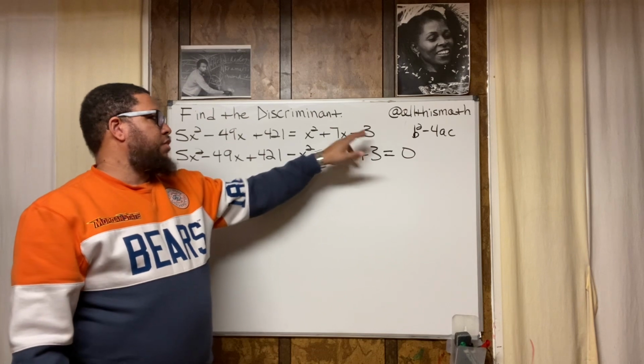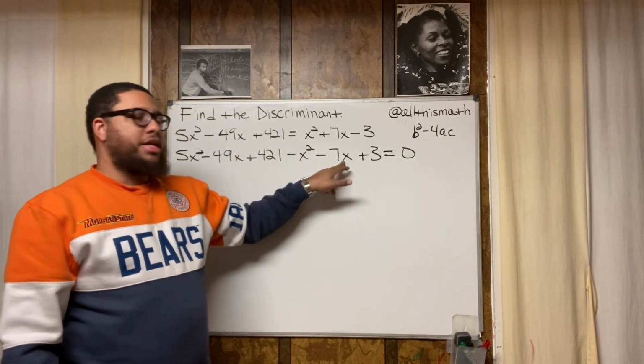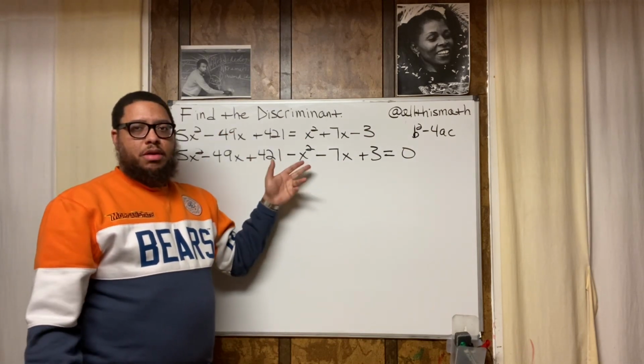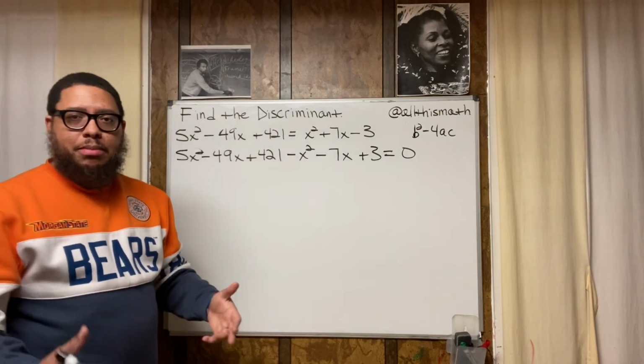So now I moved the negative 3 to the other side, now it's a positive 3. I moved the 7x to the other side, now it's a negative 7x. I moved the x squared to the other side, now it's a negative x squared, right? Now I'm gonna combine like terms to clean the problem up.